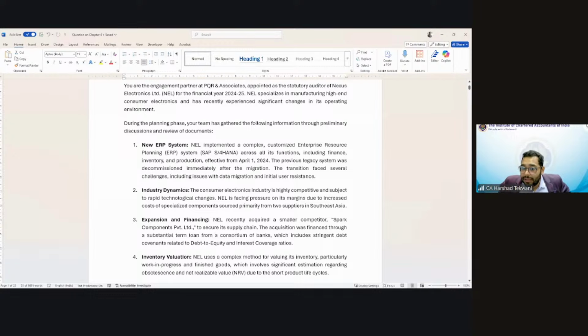merger and amalgamation scheme. Then I will read about what the critical contracts for the company are with respect to the new ERP, with respect to the expansion, financing, a lot of things. So I will do inspection of these documents. I will do observation of how the team and how the entity is recording the transactions, how the team or entity is using the ERP, how they are performing the inventory valuation. So inspection and observation. What else?